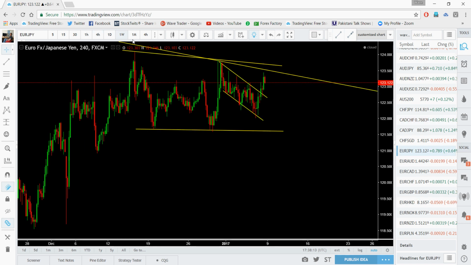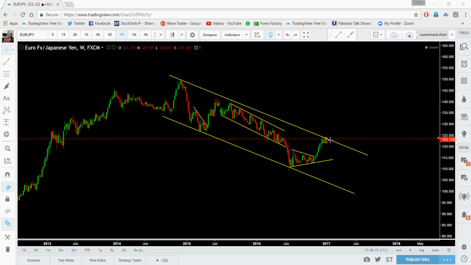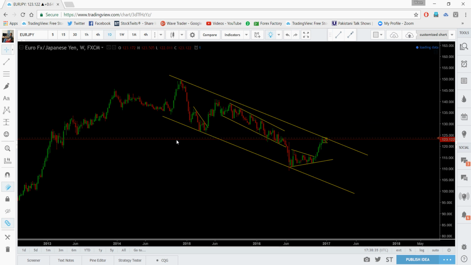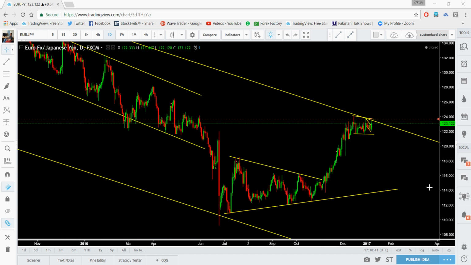On Euro Yen, I'm looking for short. I'm anticipating I'm going to get this move, and if I don't get this move, at least I'll get 50% of this previous trend. For continuation to the upside, it has to form a continuation pattern. It has to come close to at least 50% of the previous trend. Currently we can see it is forming a flat channel.